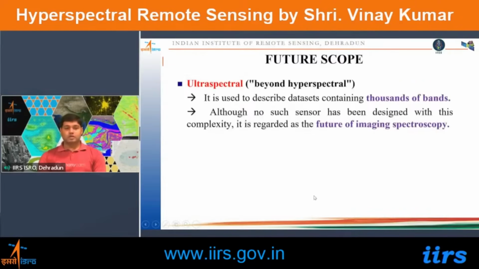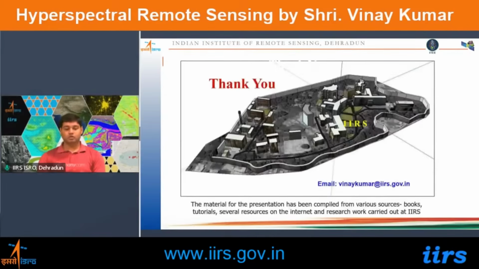Future scope is ultraspectral, which is called beyond hyperspectral. Normally, it will contain thousands of bands ranging from visible to reflected infrared to thermal infrared region. No such imaging sensors exist yet. So this is considered the future of hyperspectral remote sensing. Thank you.